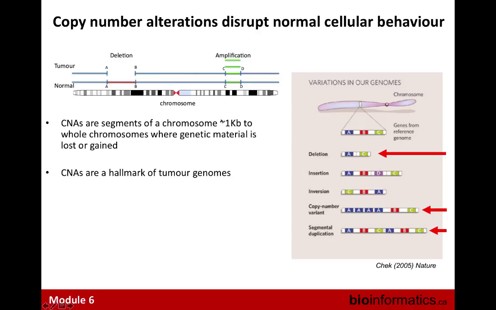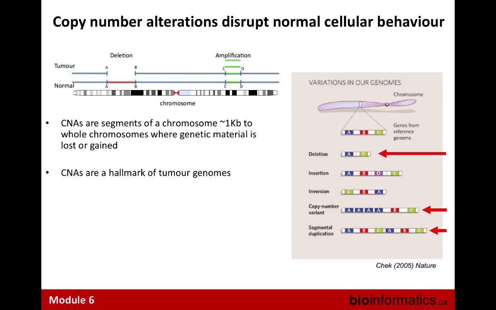And of course, amplifications involve multiple copies, not just two. That would be a duplication. Amplifications would be typically like four or five or more copies of a particular region. So these types of somatic rearrangements are a hallmark of tumor genomes. So loss of key tumor suppressor genes like BRCA or P53 has a significant impact on the biology of a cell. And amplifications of growth factors or proliferative genes like PI3K or HER2 can promote proliferation.